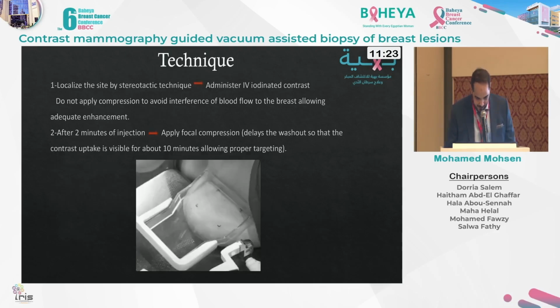What about the technique? At first, we localize the site by stereotactic technique. We administer the IV iodinated contrast. And here it is very important to avoid compression early on, to avoid interference of blood flow to the breast, to allow adequate enhancement. After 2 minutes of injection, we apply focal compression. This helps in delaying the washout so that the contrast uptake is visible for about 10 minutes, allowing proper targeting.